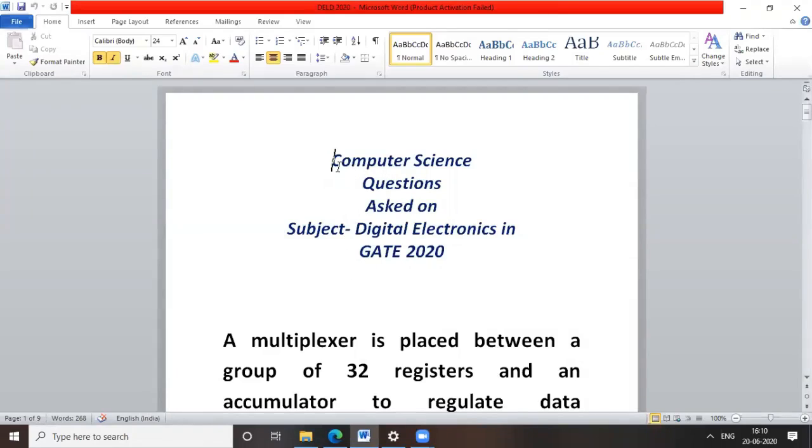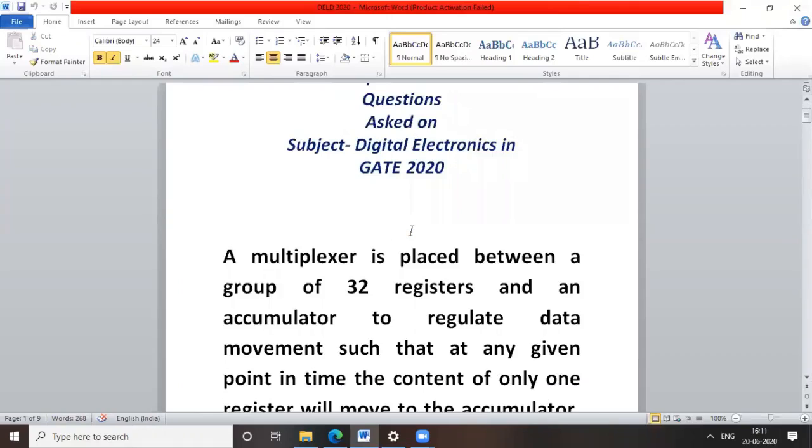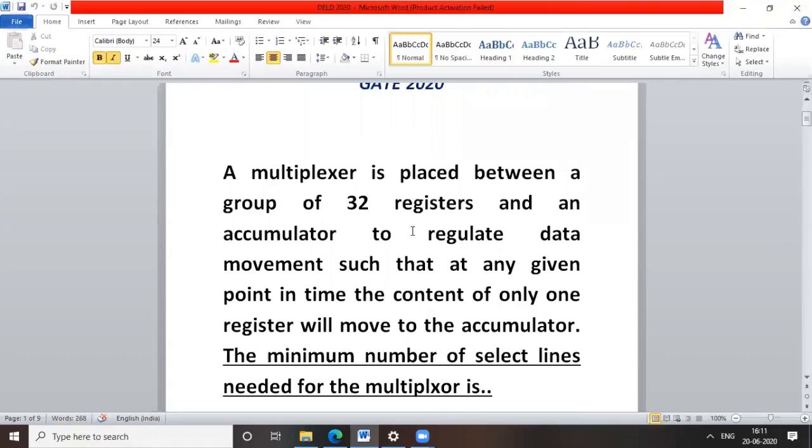So this lecture is for those students who are preparing for GATE exam in computer science. Yes, GATE exams. So today we are going to discuss the questions which were asked on digital electronics subject in GATE 2020. So 3 questions were asked in this exam on digital electronics, and all those 3 questions were really simple. So let's discuss all these questions one by one.